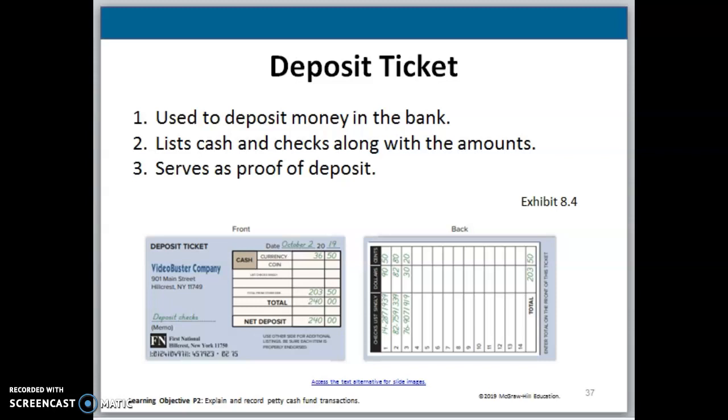So when you're depositing the money, you're going to be listing how much cash you have, how many checks you have, and a total. If you have more than one check, you're going to list them on the back individually so that you can reconcile each of those checks. Because remember, when people write checks, we always have the risk of them coming back as not cleared. And this deposit slip is going to serve as proof of your deposit.